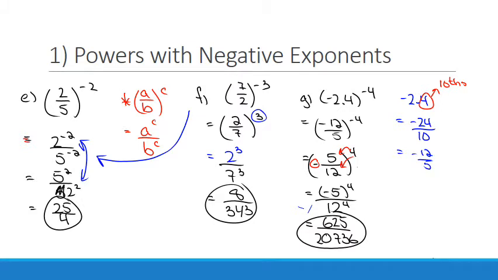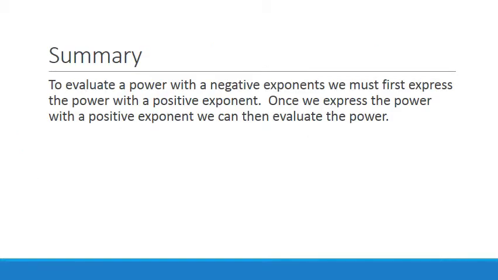If you have a decimal, convert to a fraction. If it's a fraction, we've done a few of those, so hopefully that makes some sense. Before we move on to the negative rational exponents, here's a quick summary of what we've done. To evaluate a power with a negative exponent, we must first express the power with a positive exponent. Once we express the power with a positive exponent, we can then evaluate the power. And yes, I do see this, so I should scratch that out.